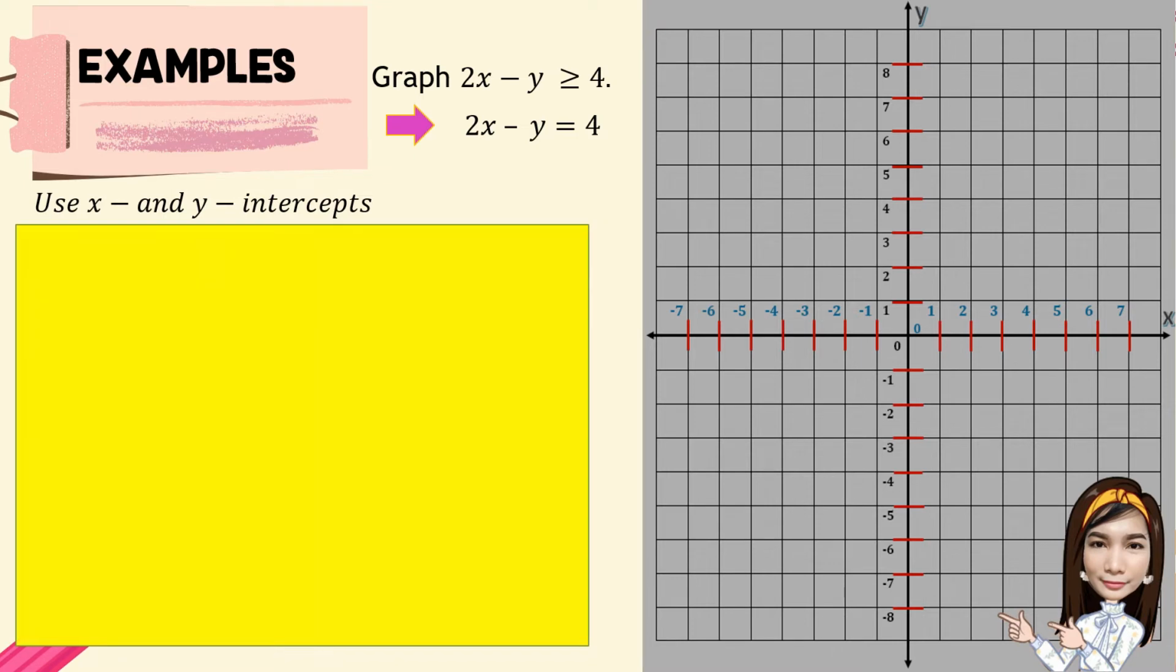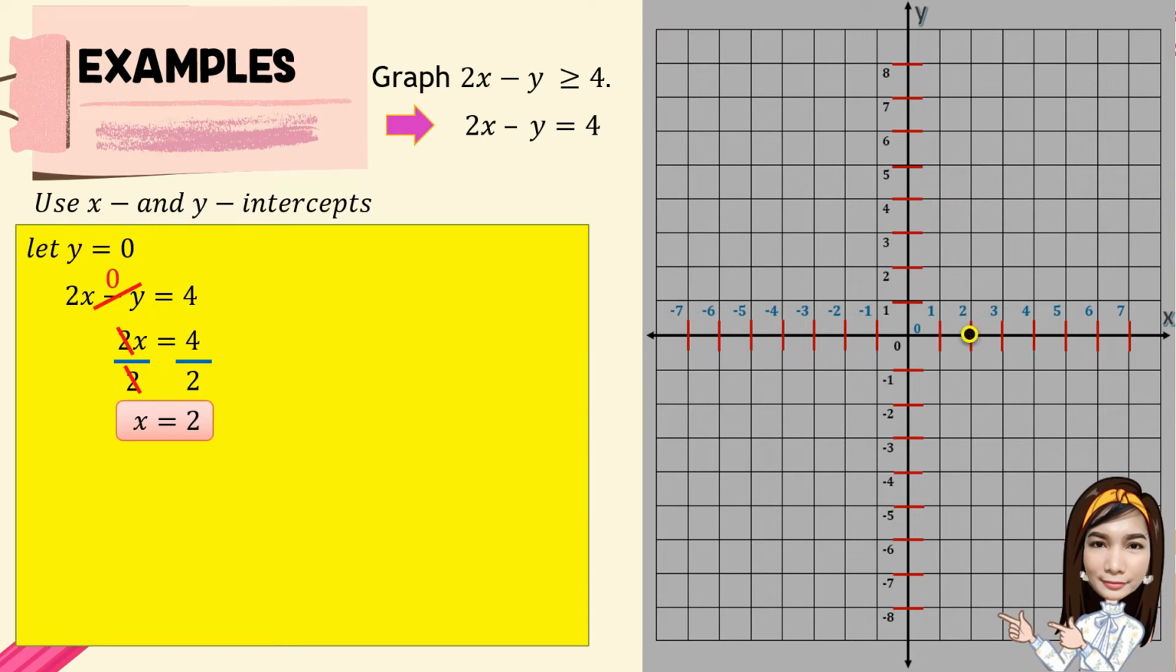To get the x-intercept, let y equal 0. Then write the equation 2x - y = 4. Then substitute the value of y equals 0. So negative y will be canceled. So the remaining is 2x = 4. Then divide both sides by 2. 2 divided by 2 is equal to 1 times x, which is equal to x. Then 4 divided by 2 is equal to 2. So the x-intercept is 2, and that is located on the x-axis to the right of the origin.